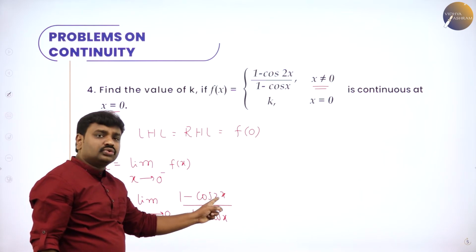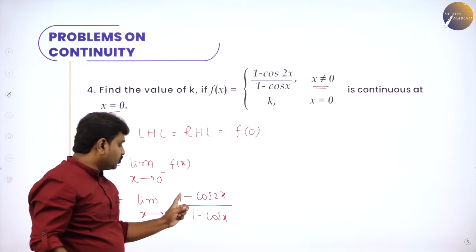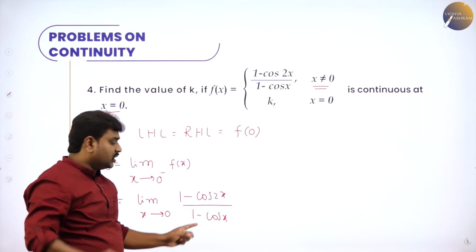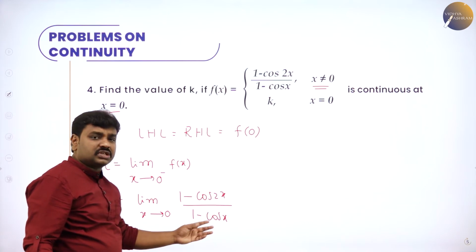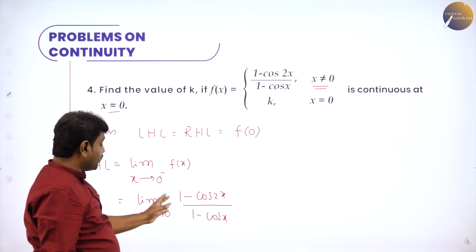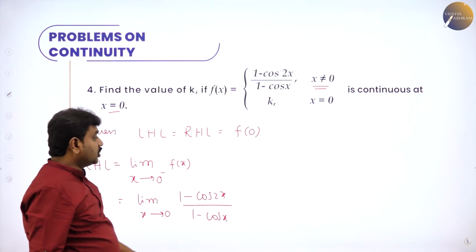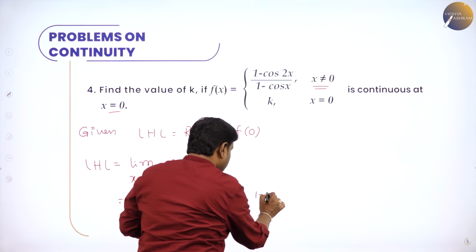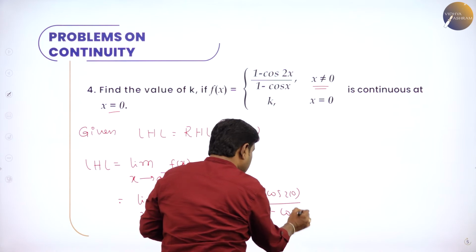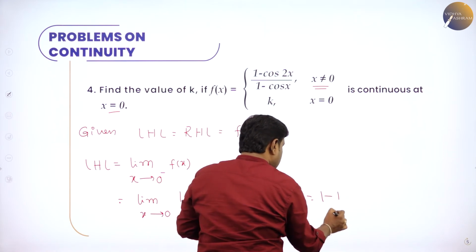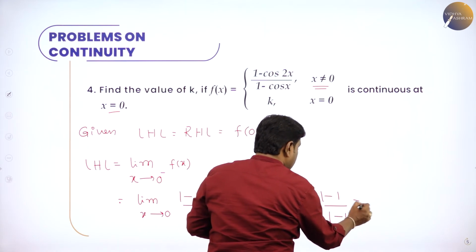If I put 0, 2 times 0 is 0, cos 0 is 1. So the numerator 1 minus 1 becomes 0. The denominator 1 minus cos 0 is 1 minus 1, which becomes 0. Suppose in the place of x I put 0, it becomes 1 minus cos 2 times 0 divided by 1 minus cos 0. So it becomes 1 minus cos 0, which is 1 minus 1, so 0 by 0.